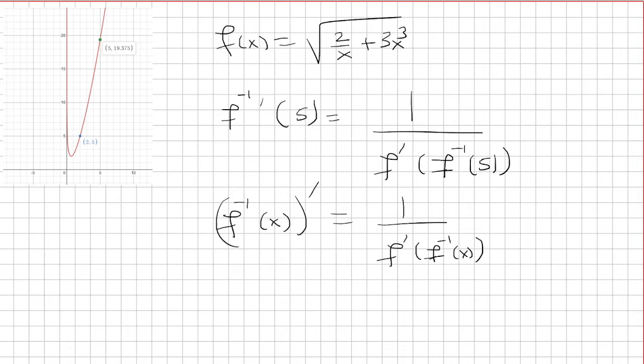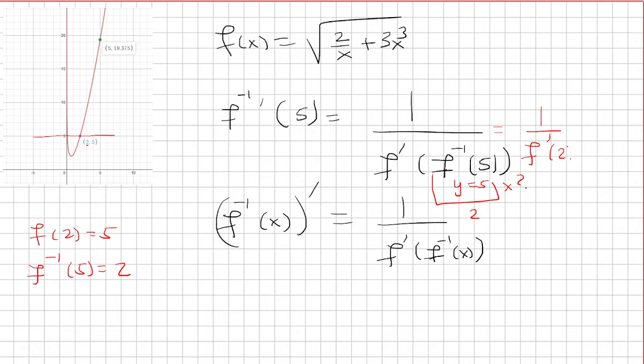So for f inverse of 5, this is when y equals 5, what is x? So that's how you should treat this problem. So when y equals 5, that's going to be over here. We see the x value is 2. So f of 2 is equal to 5, which means f inverse of 5 is equal to 2. So this whole thing inside is 2. So what we need to find now is 1 over f prime of 2.